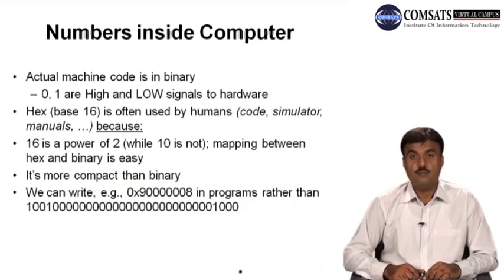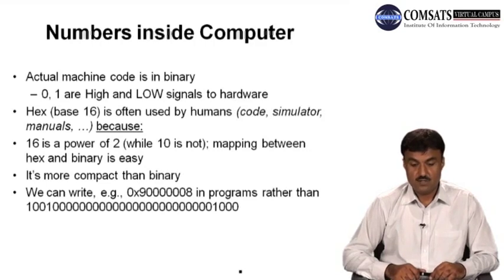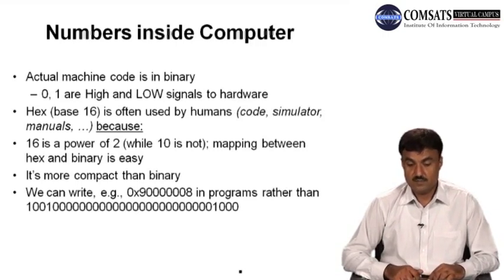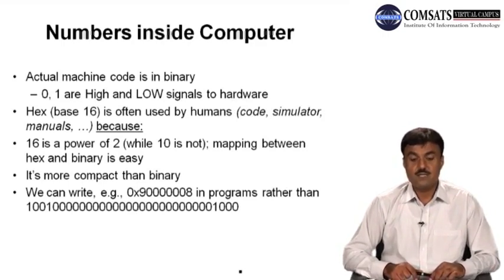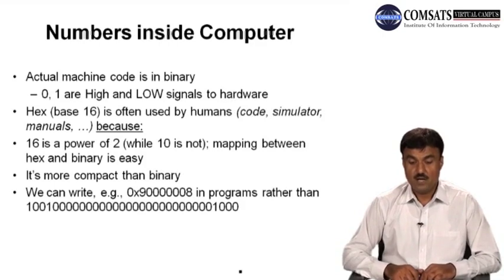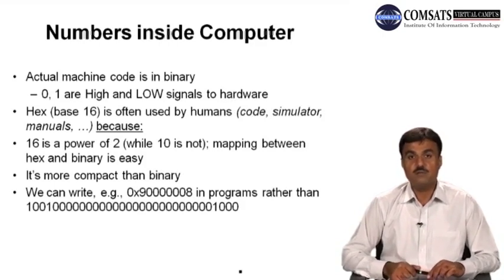So we have seen multiple number systems, like binary, decimal and hexadecimal. Inside the computer, the actual machine code is written in binary, and we have seen that binaries are either zeros and ones, and hexadecimal is often used by humans, code, simulators. Actually base 16 is the hexadecimal number system, and the binary number system are the most common number systems used inside the computer, either computer programs, simulators, and so on.